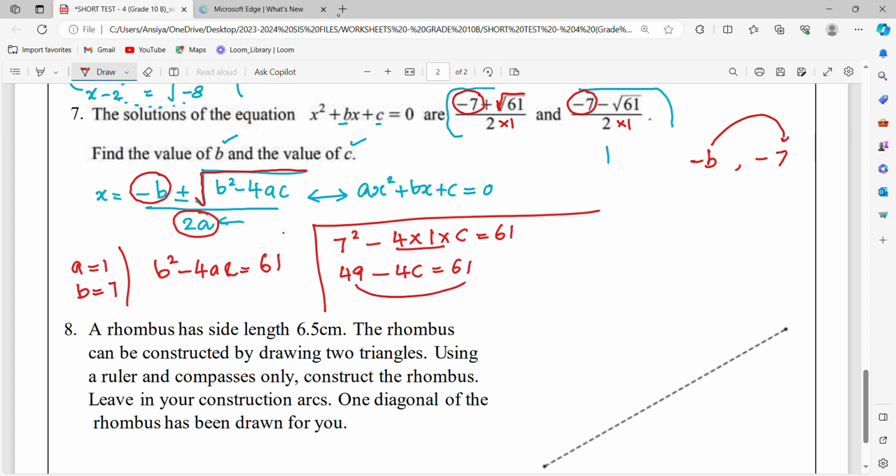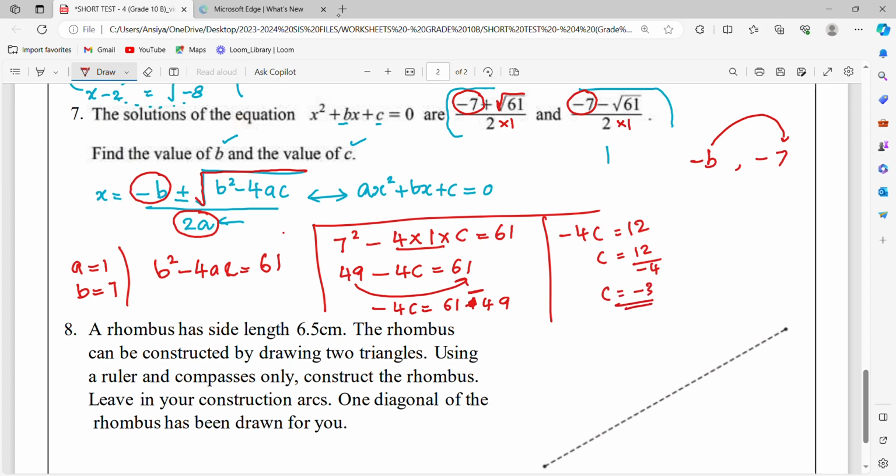Okay, you can take this here. Minus 4c is equal to 61 minus 49. So we can write minus 4c is equal to, what is 61 minus 49? 61 minus 40 is 21, and then minus 9 is 12. So c is equal to 12 divided by negative 4. So c is equal to minus 3.